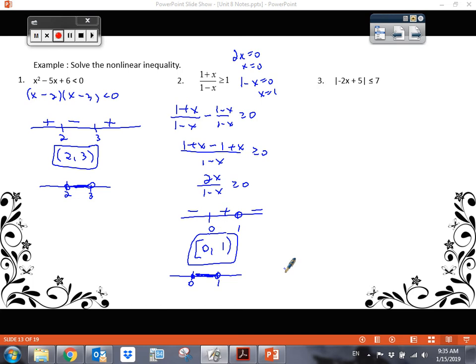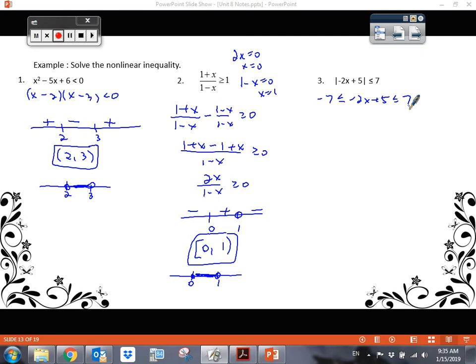The last one is absolute value inequality. This is where we deal with the and or thing. So let's get rid of the absolute value bars. The way we do that is we translate it. So this is going to be negative 7 less than or equal to negative 2x plus 5 less than or equal to 7.